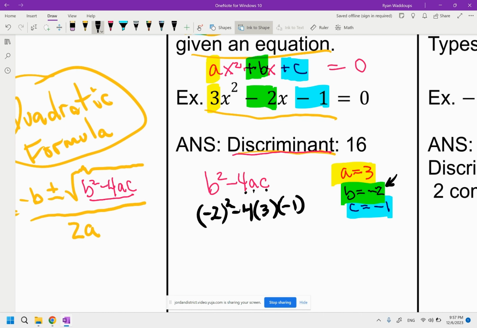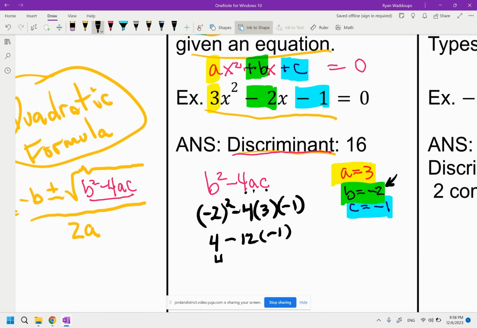So at this point, you have to be careful to follow the order of operations. If you have a really hard time with order of operations, you also can just put this in your calculator and get the value, and that's okay. But to use the order of operations, first I do the exponent. So negative 2 squared is a positive 4. And then I have minus 4 times 3 is 12 times the negative 1 over here.